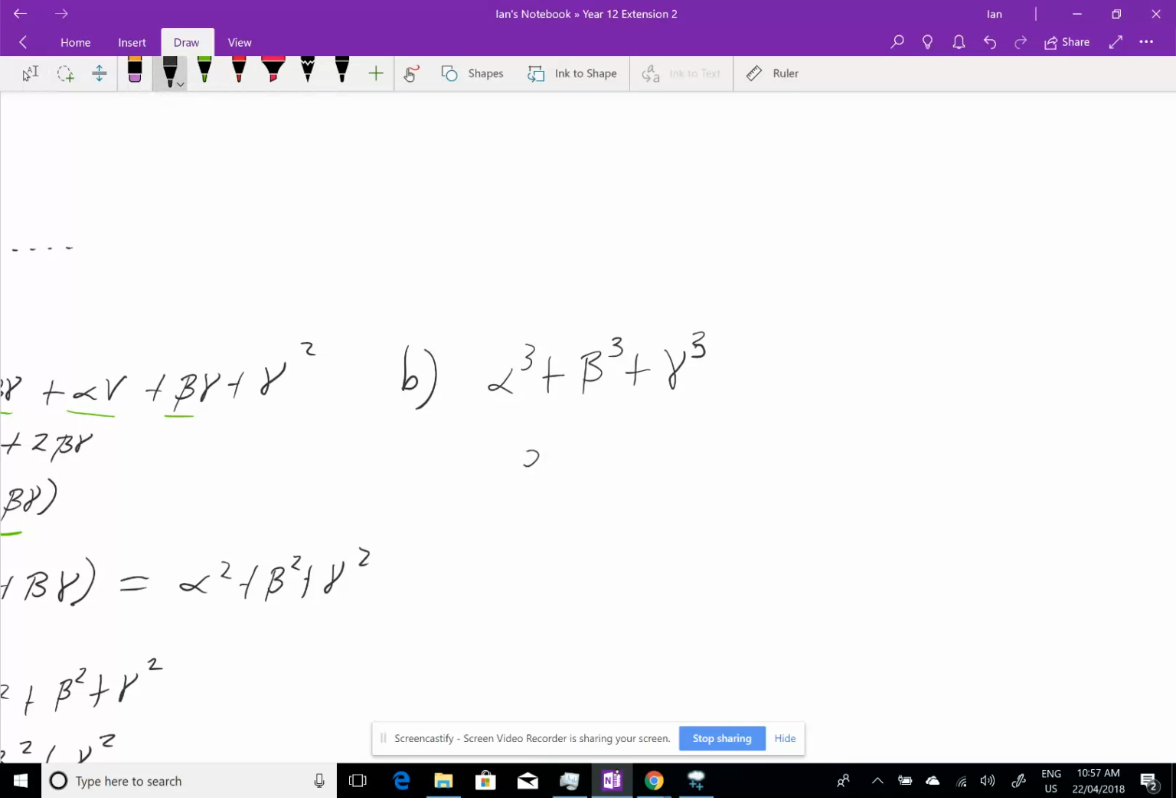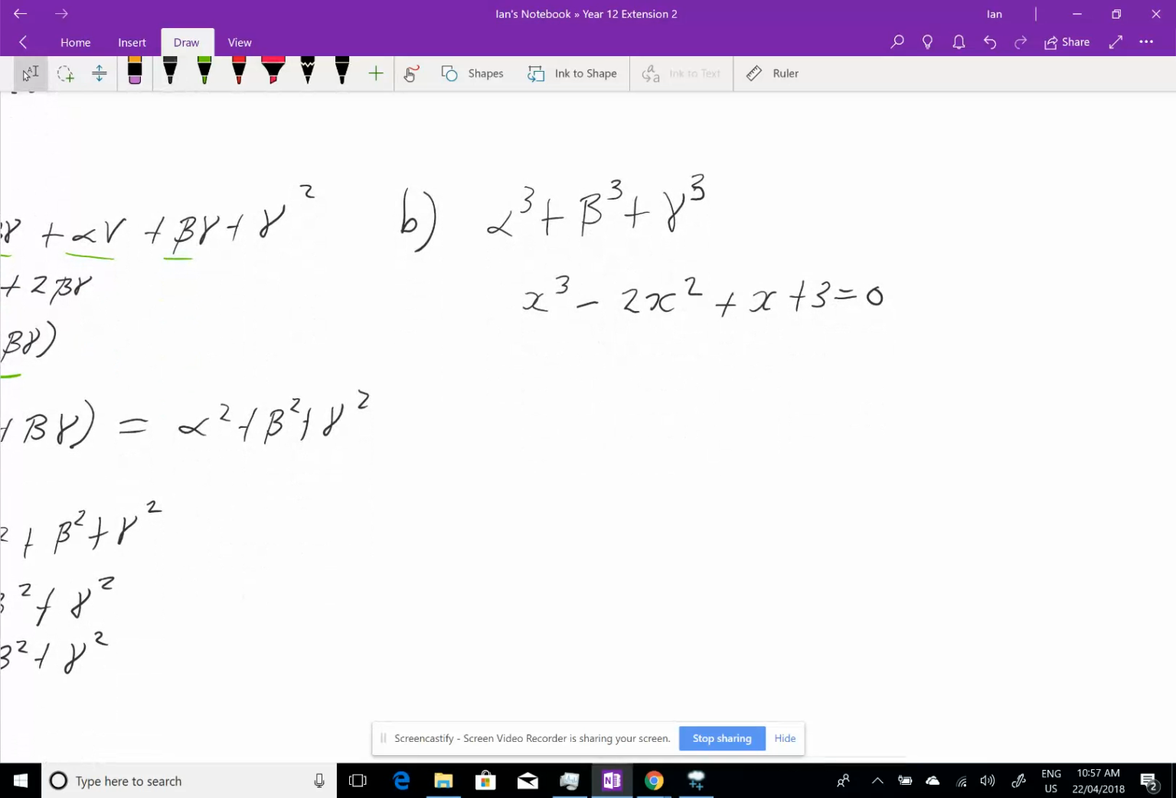So let's take this equation. What was it? x cubed minus 2x squared plus x plus 3 equals 0. That's the equation. We have roots for that. I'm going to take everything over the other side. So I'm going to get x cubed equals 2x squared minus x minus 3. I've just rearranged the equation.